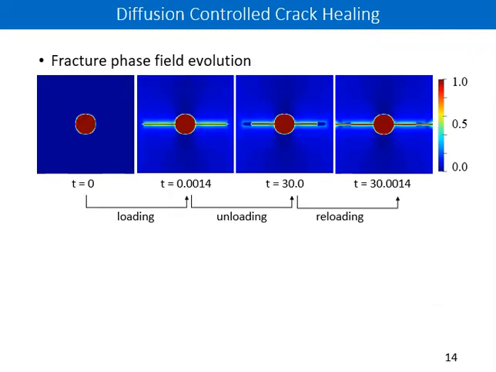In the phase field evolution pattern, we can clearly observe crack propagation during the fracture process and the healing process during the unloading part. Finally, in the reloading process, the crack propagates through the specimen, which leads to the final failure.